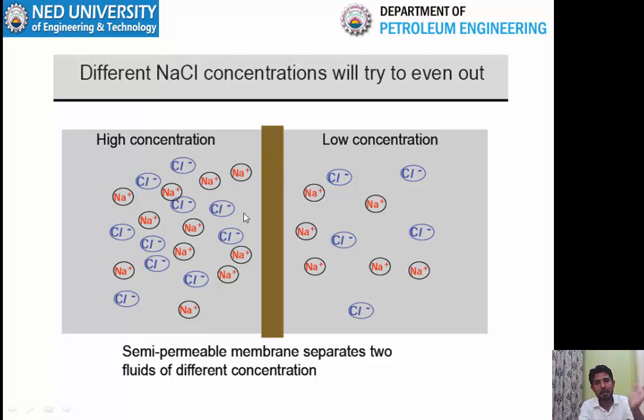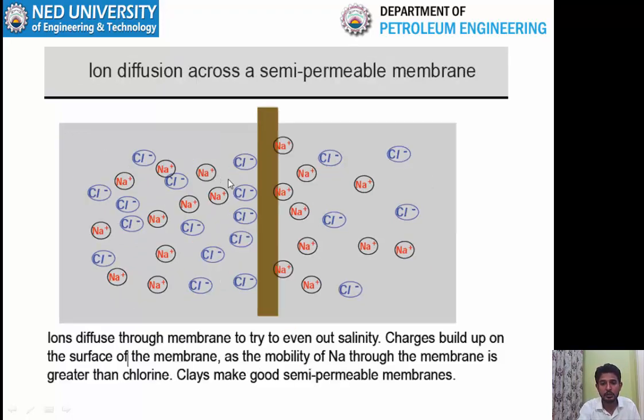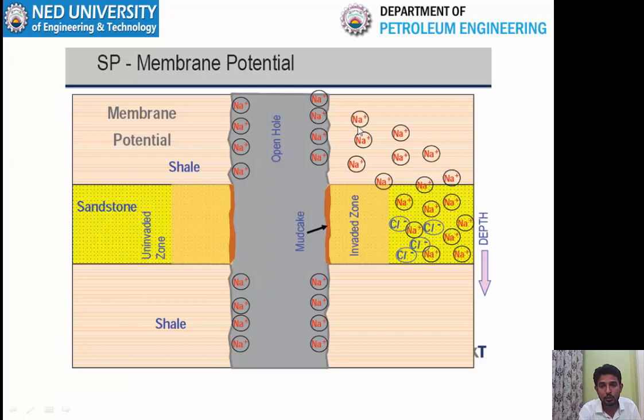Because of this migration of sodium ions, a positive charge will develop in the low salinity region, and the negative charge obviously will develop in the high salinity region. So against the shale zone, as you can see in this figure, sodium ions will move from the formation towards the wellbore, if the mud in the wellbore has low salinity as compared to the formation water, because shale only allows sodium ions to move.